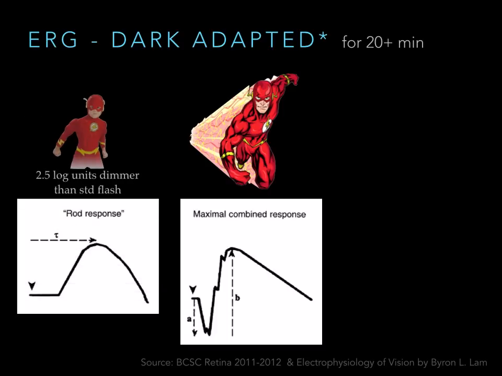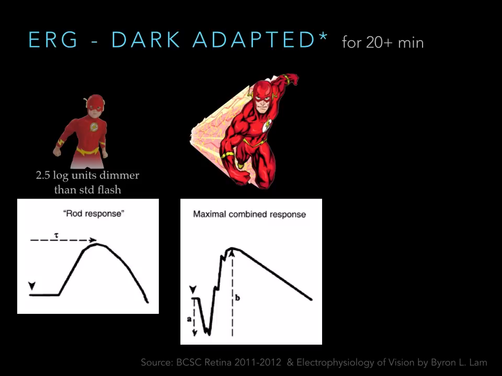So your rod response, this is one of the big four. It's important. It's not as important as your maximal combined, but it's a dimmer flash. That's why you have baby flash up there. See the little baby Flash Gordon guy? It's not Flash Gordon, that's a different character. Okay, so baby flash. It's dimmer, and why is it dimmer? You don't get the cones to respond, number one.